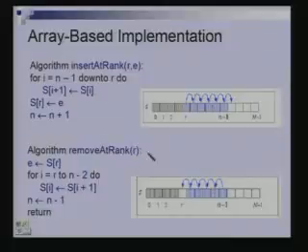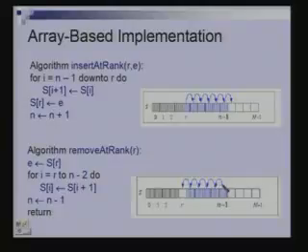Similarly, when I am removing an element at rank r, I am essentially shifting all the elements one step to the left. All elements starting from r up to n minus 2. So S[i] gets S[i plus 1]: at location r I will get the element which was sitting at location r plus 1, and so on.